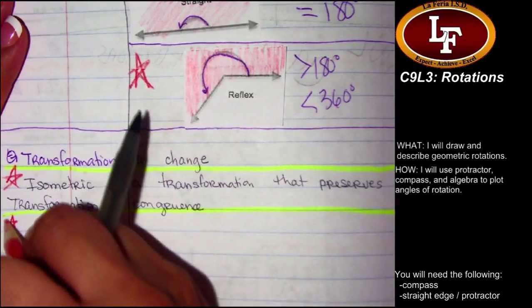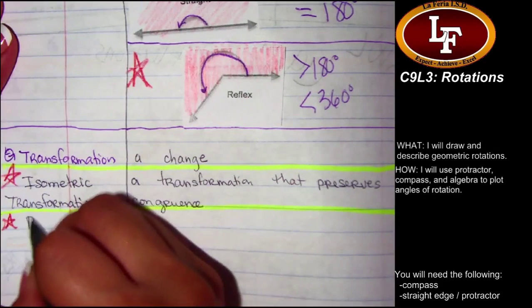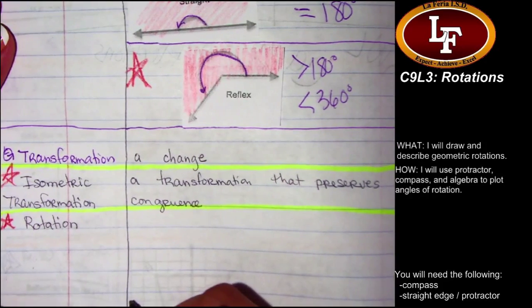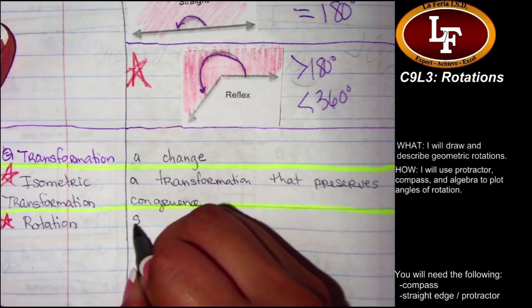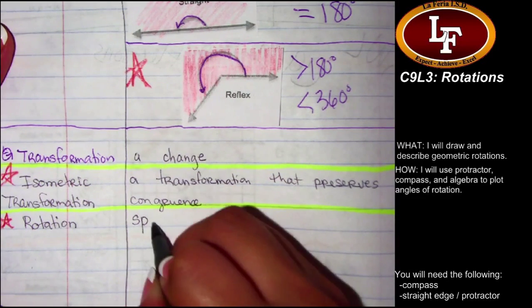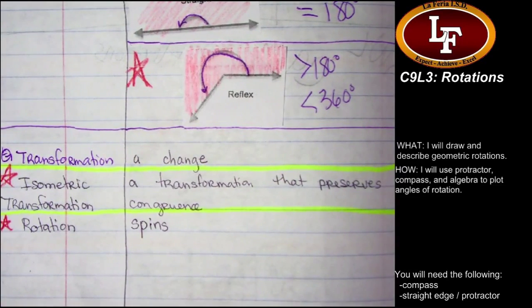We've already studied 2 isometric transformations. We've done the translation, slide it around. We've done the reflection, flip it over like a pancake. We're going to do the last isometric transformation, which is the rotation. What's a rotation? It moves, it's circle-ish. It turns, it spins, it goes clockwise or counterclockwise.